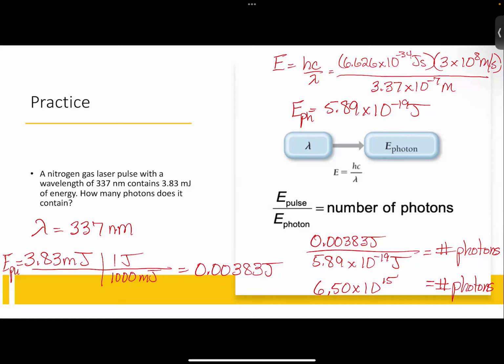So in other words, we have a counting number again. So think of 1, 2, 3, 4 until you get to 6.5 times 10 to the 15th. That's how many photons was contained in that wavelength with that amount of energy.